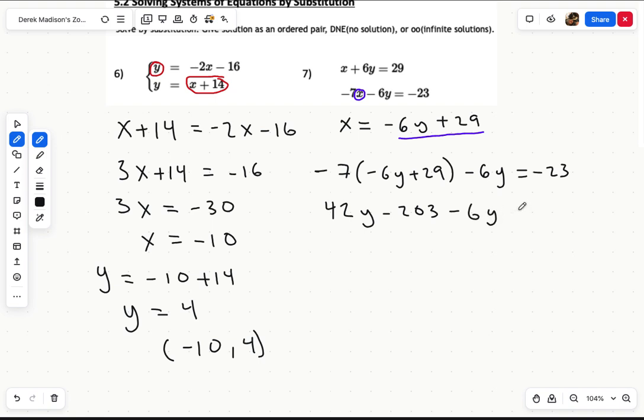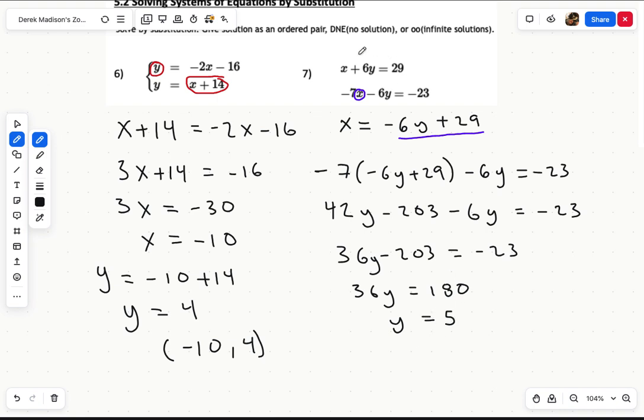And then -6y equals -23. Before I start moving stuff around, let me collect like terms. So 42 minus 6 should be 36y minus 203, keep forgetting that y, equals -23. I'll add that 203 over, and now I have 36y equals, that is 180. And then dividing both sides by 36, and I get y equals 5.